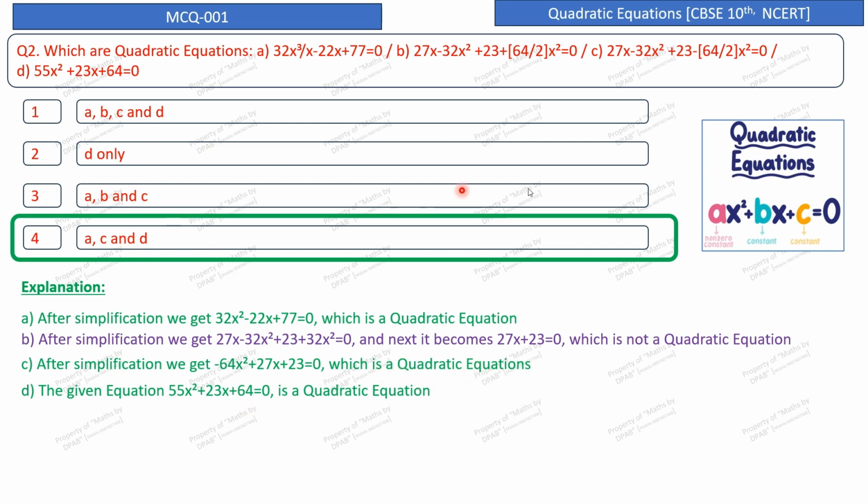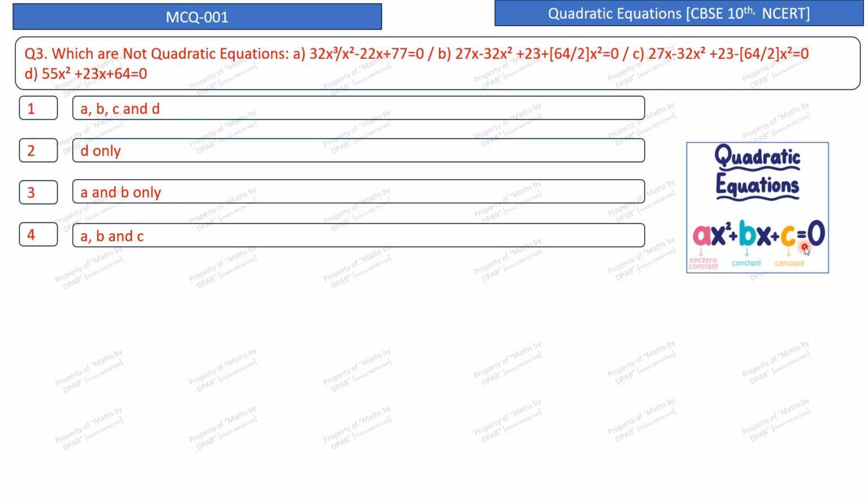So these two questions are used to explain that a quadratic equation is in the general form of ax square plus bx plus c equal to 0, where a is a non-zero constant, b is a constant, and c is also a constant. The third one is also with respect to the same general form, about which are not quadratic equations. Question number 2 was which are quadratic equations. Now, which are not quadratic equations?